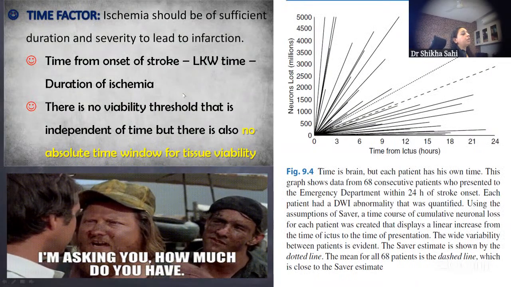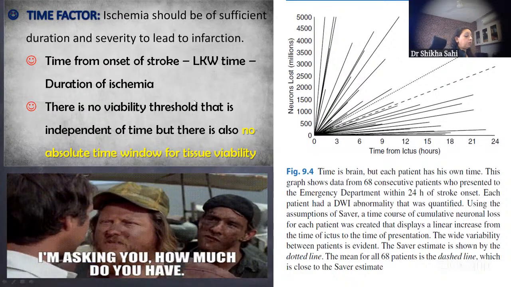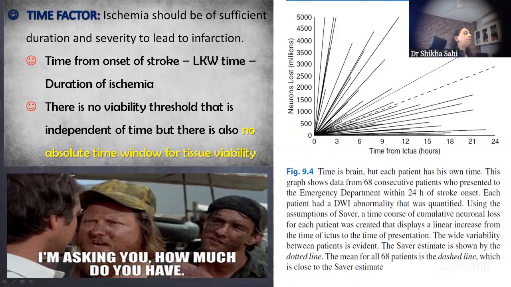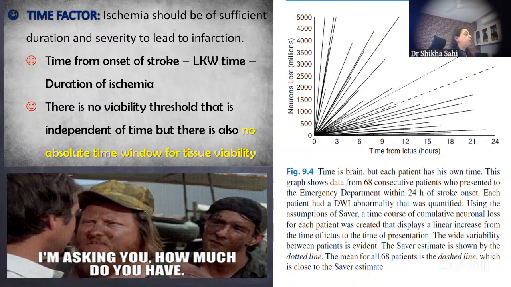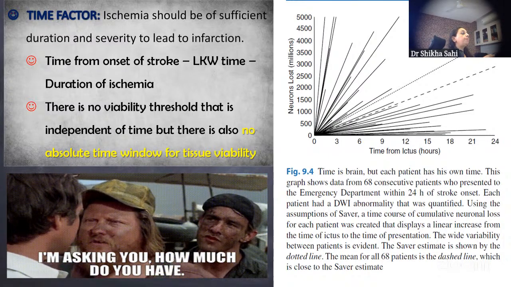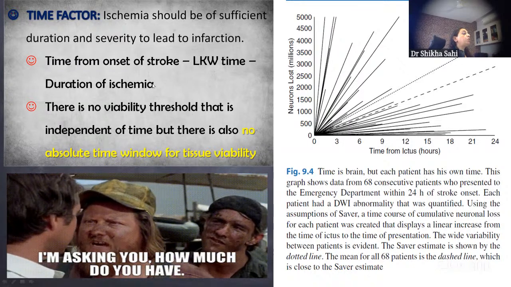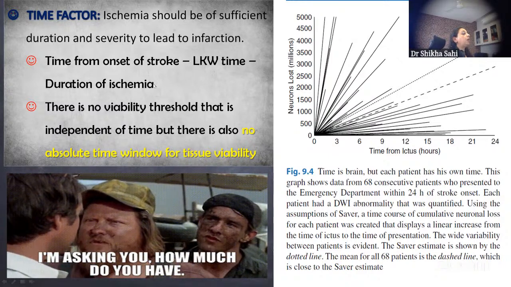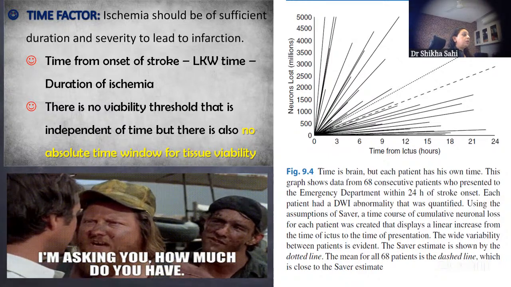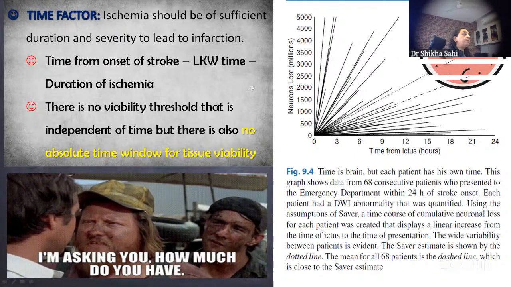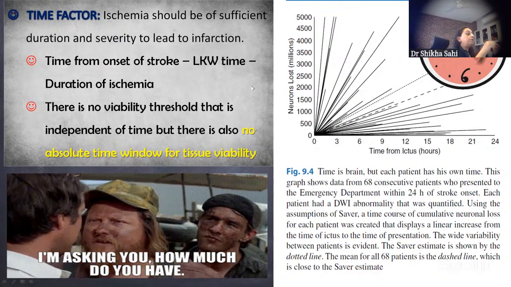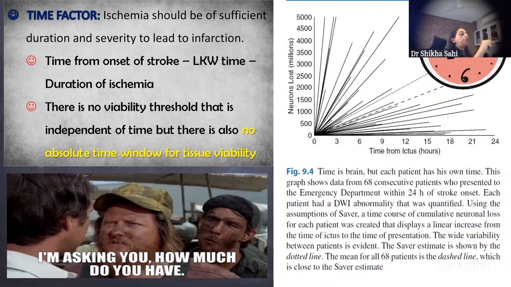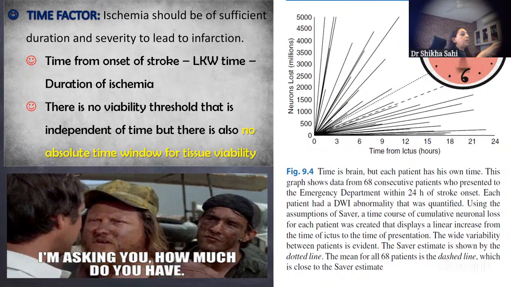So how is time important? Ischemia progressing to infarction will depend upon how severe the ischemia is and how long the ischemia is. So the time factor will give us an estimation of the duration of ischemia, how long this area has been ischemic. But there is no absolute time window for tissue viability. So every patient has their own time.